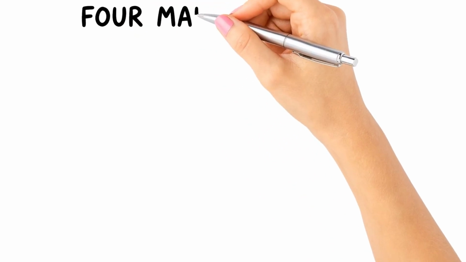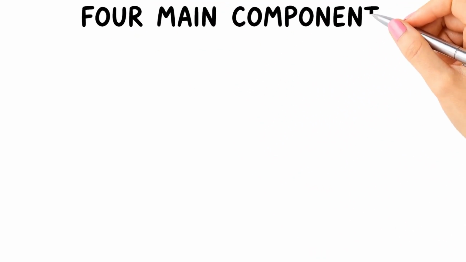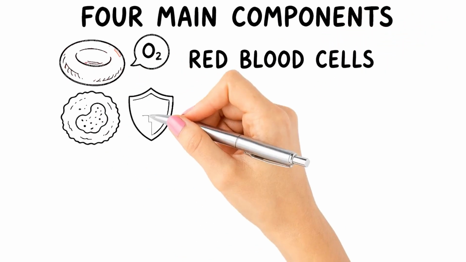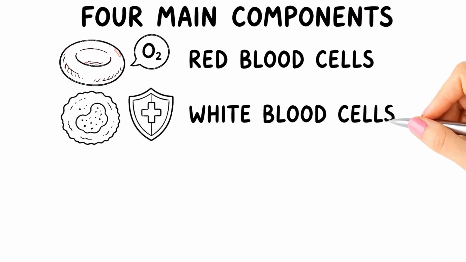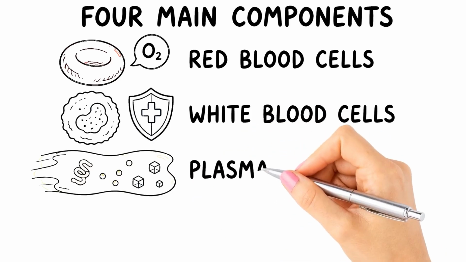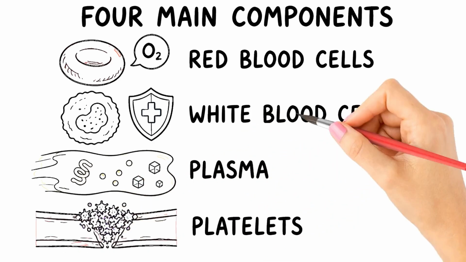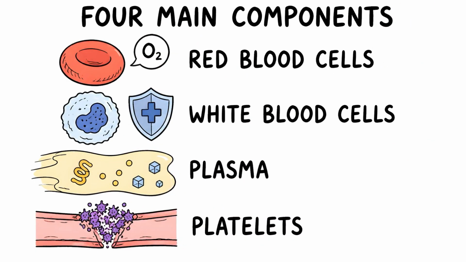Blood contains 4 main components. Red blood cells transport oxygen. White blood cells support immune defense. Plasma is the yellowish liquid carrying proteins and salts. Platelets help the blood clot after an injury.